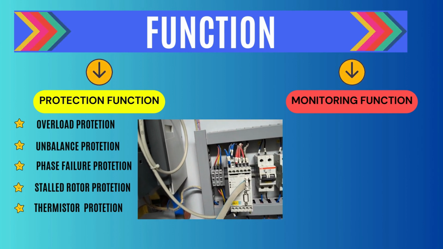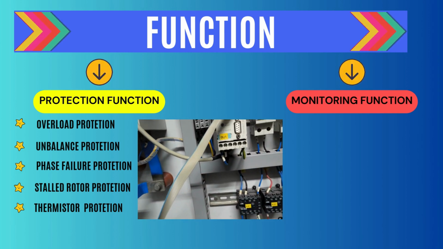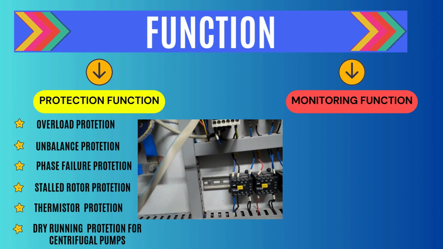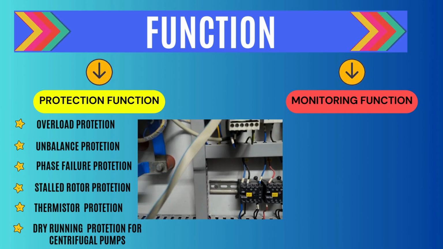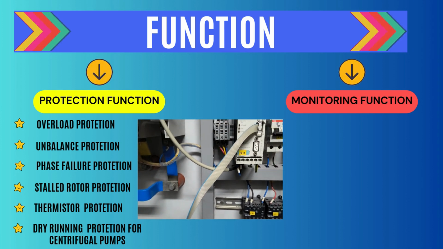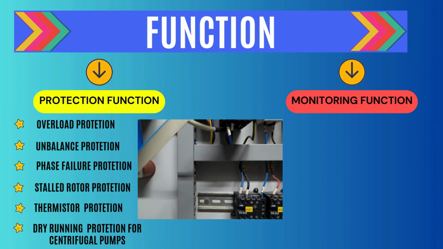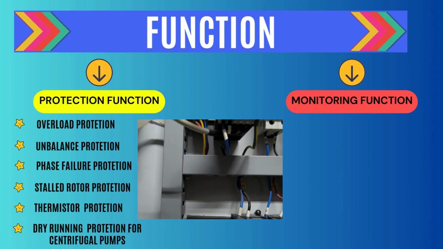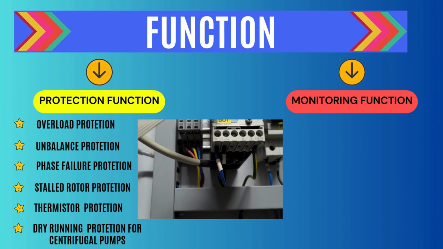Dry running protection for centrifugal pumps. The following high performance devices can be used to implement the dry running protection function of centrifugal pumps through active power monitoring and motor shutdown time. Monitoring functions. Current limit monitoring.